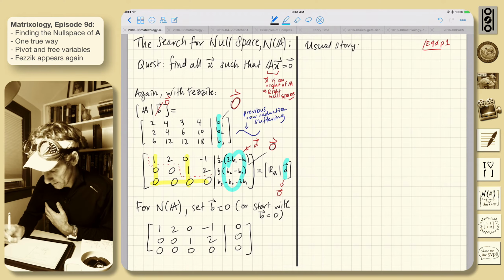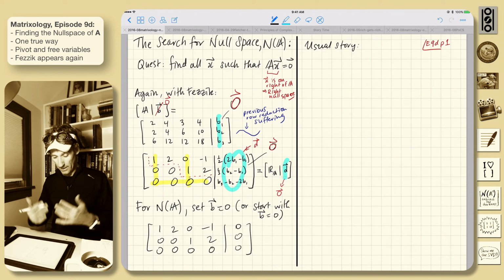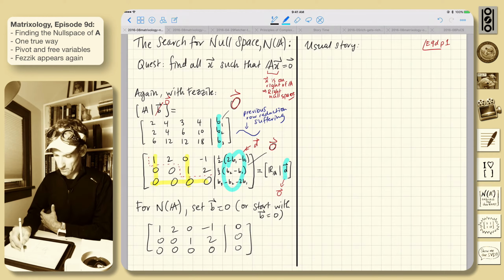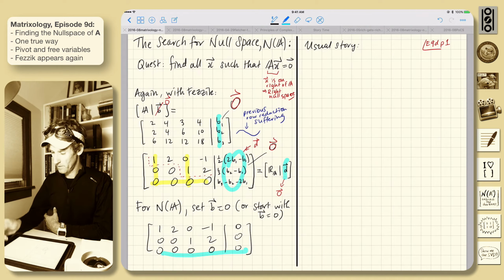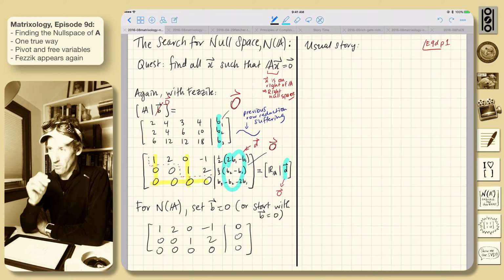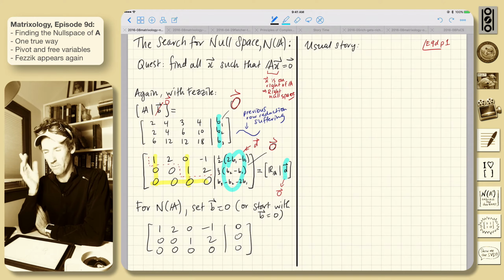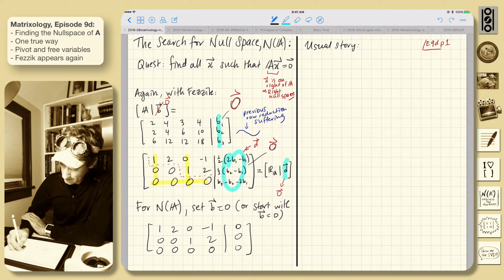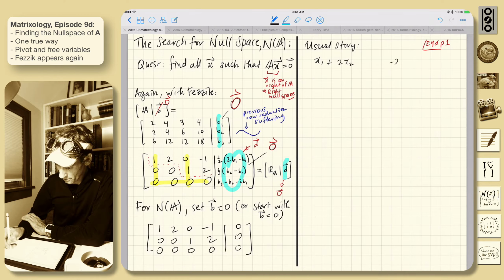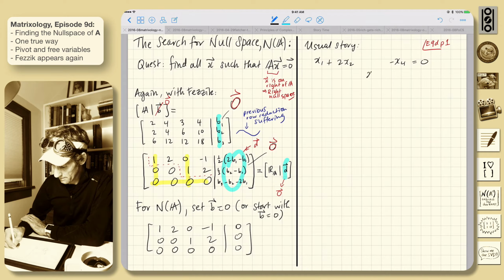Now we pull out the equations. The bottom equation is all zeros, so we don't have to worry about that. There's always a solution to the null space equation because 0 works. We're never going to get into trouble. So the top equation is x1 plus 2x2 minus x4 equals 0, and the second equation is x3 plus 2x4 equals 0.